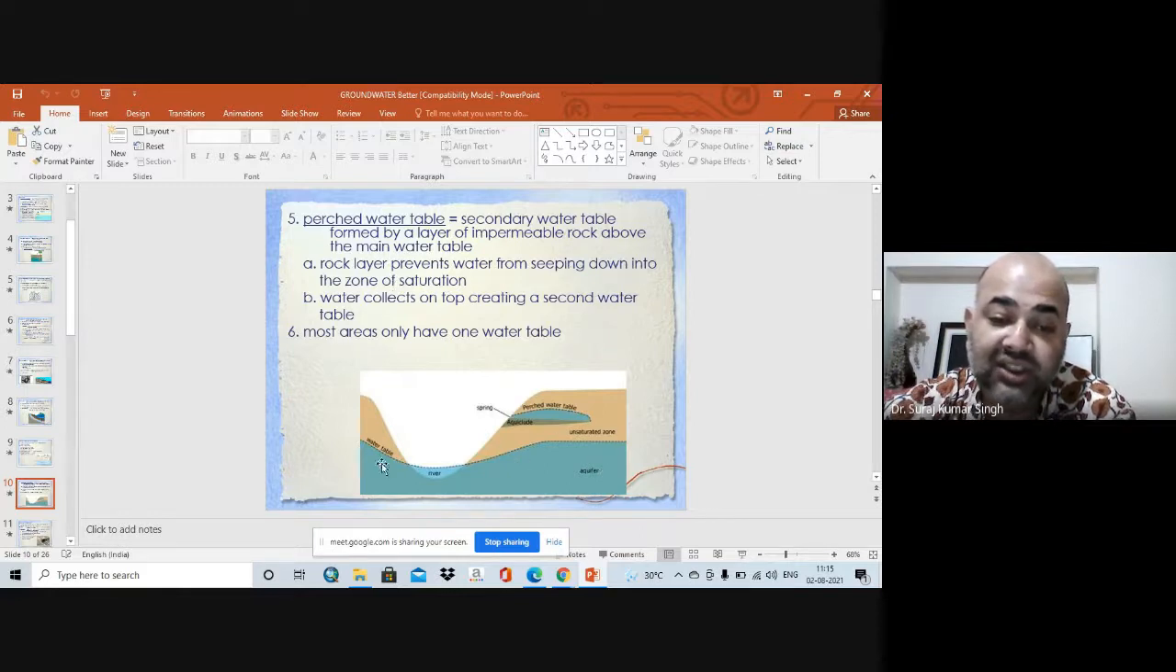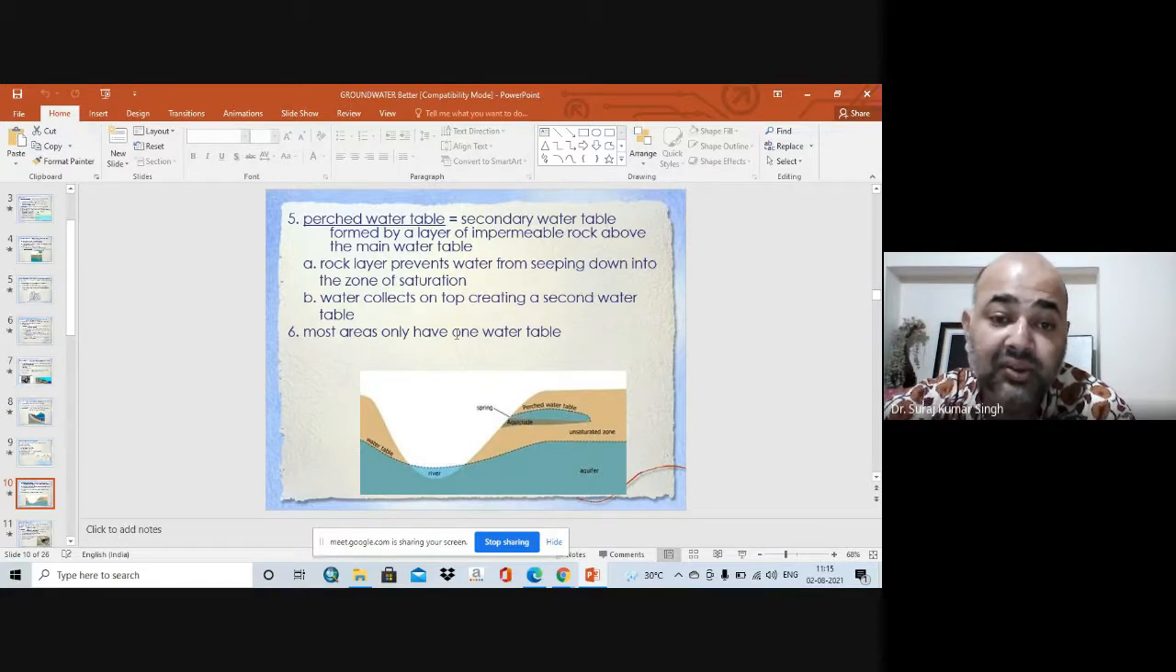There you can see this is the water table, meaning this aquifer is indicative of the zone of saturation. But in between this zone of saturation and the zone of aeration, you will find some water stored, and that is known as the perched water table.